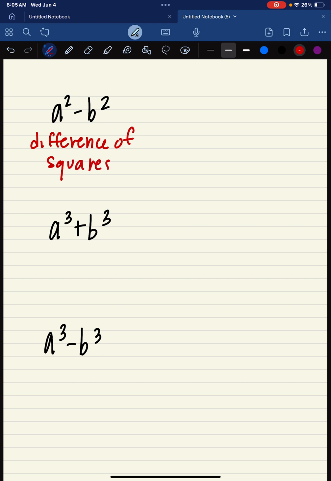So when you have the difference of squares, you're going to factor it out. On the front, you need the two things that make a squared. So that's a times a. And on the back, you need the two things that make b squared. So that's b times b. And since it ends with a negative, one is positive and one is negative. And that's how the difference of squares would go.